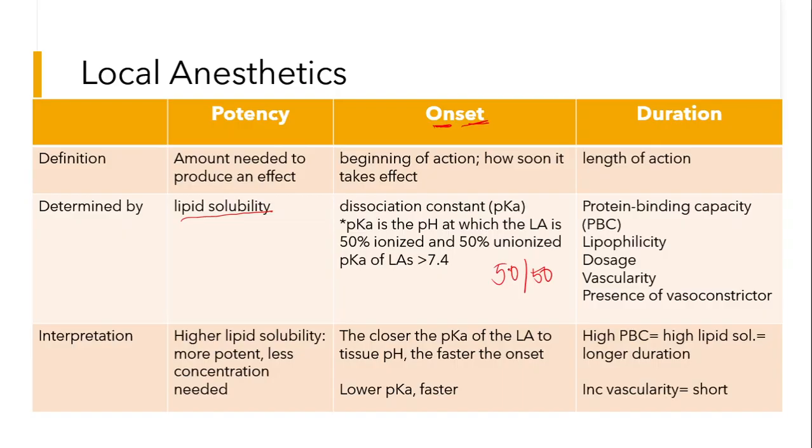It is the pH at which your local anesthetic is 50% ionized and 50% unionized. So this is what I was talking about earlier, this is your ideal local anesthetic agent, where at the pKa of that local anesthetic, you have 50% ionized and 50% unionized. Okay. Generally speaking, the pKa of your local anesthetics is greater than 7.4.